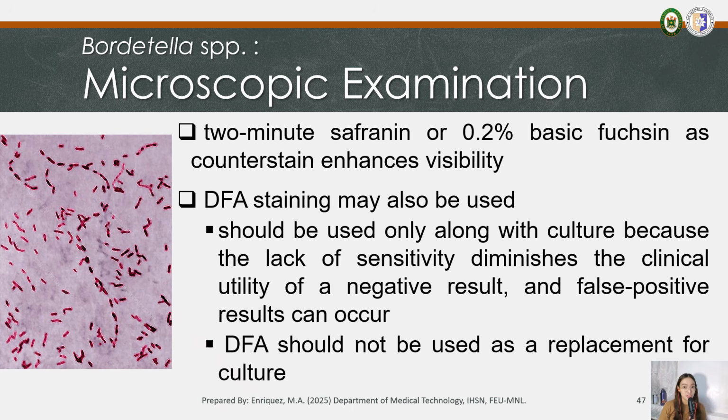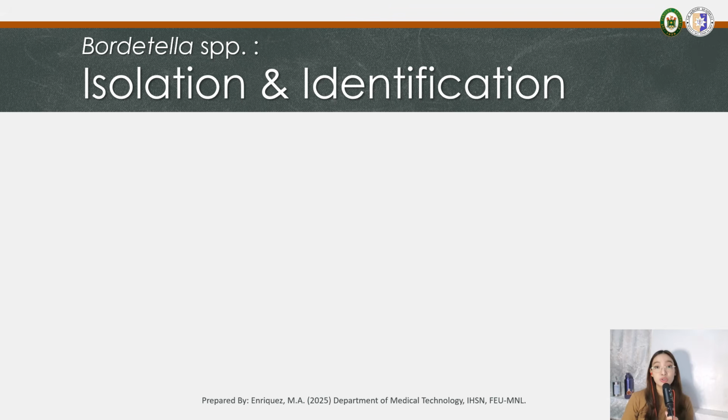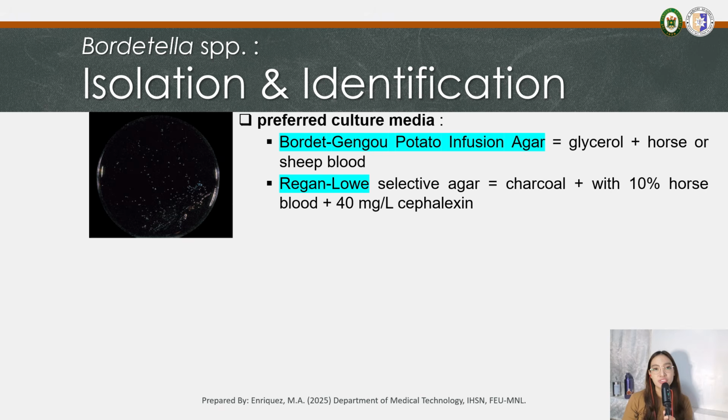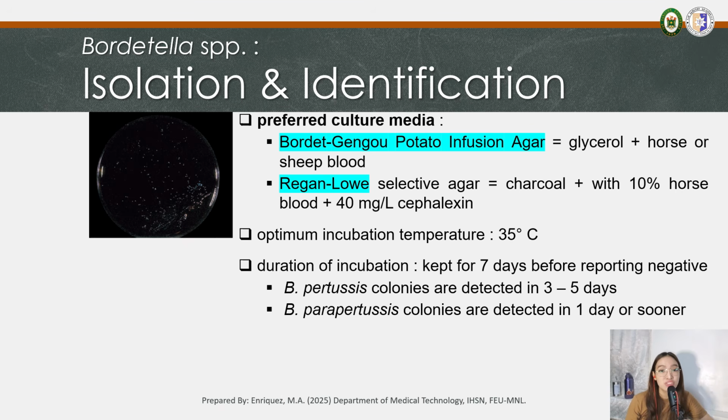So, speaking of bacterial culture, what are the recommended culture media for Bordetella and how would their colonies look like? There are two culture media well known for isolating Bordetella species, and these are the Bordet-Gengou potato infusion agar and the Regan-Lowe selective agar. Bordetella parapertussis generally grows faster with colonies readily observable within 24 hours of incubation, but Bordetella pertussis takes up to 3 to 5 days to grow. Okay, so before reporting as negative, plates should be kept for as long as 7 days.